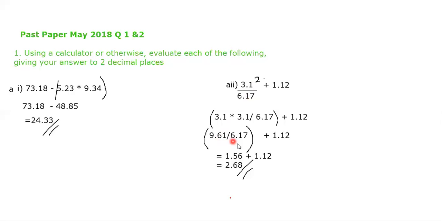Right? And then I proceeded to divide it by the 6.17, and of course we got 1.56, which is then added to the 1.12, and we got this answer, which is 2.68, and that is to 2 decimal places, right? So if you notice everything that I did, I actually worked it out in 2 decimal places before to make it a little easier going back, right?